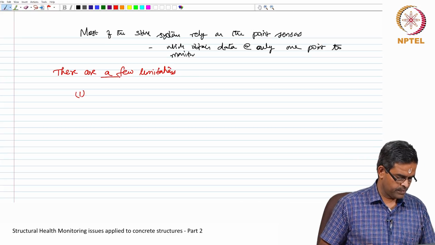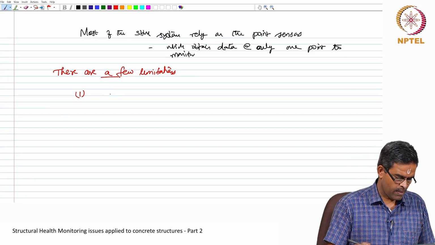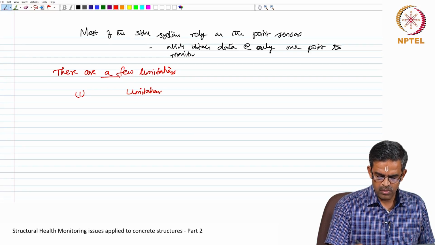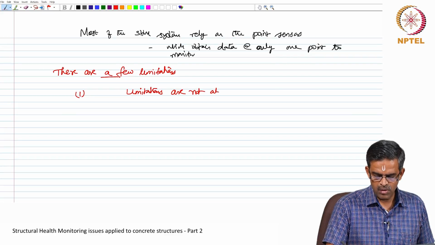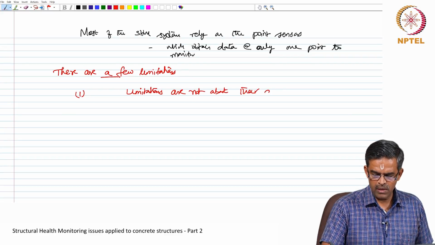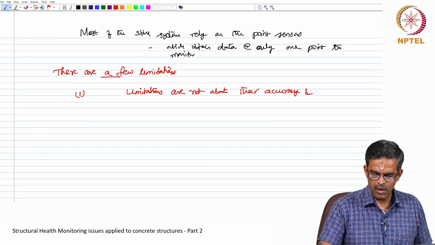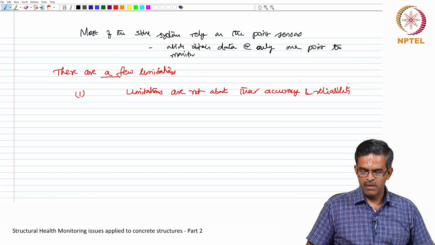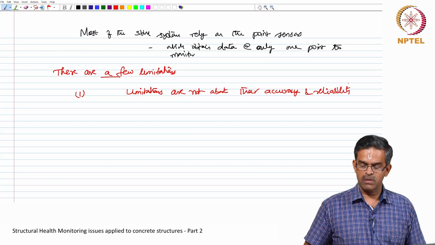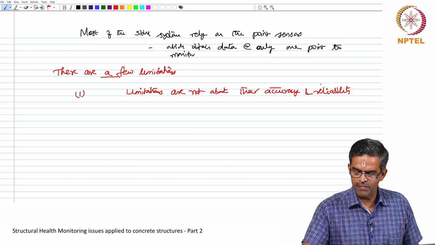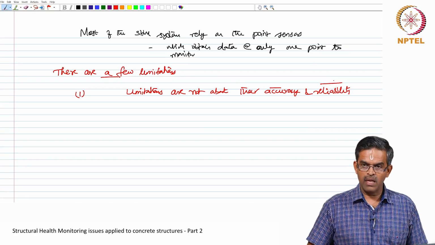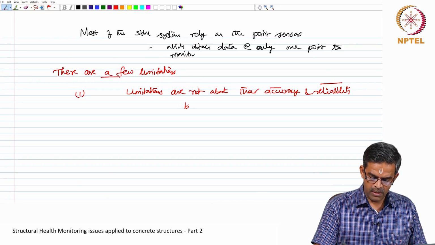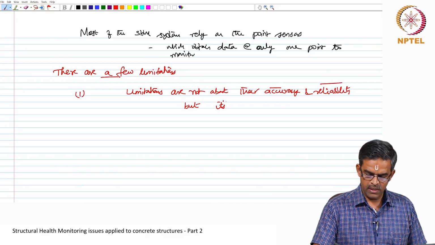One, limitations are not about their accuracy and reliability. Please understand, point sensors are very perfect, scientifically advanced and highly ultra modern. So, they are very accurate and highly reliable. So, there is no doubt, there are no limitations about their accuracy and reliability, but the limitation is their insight.